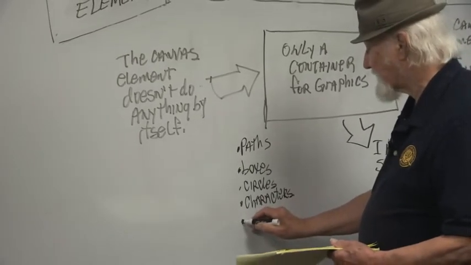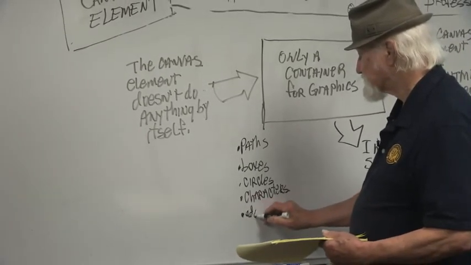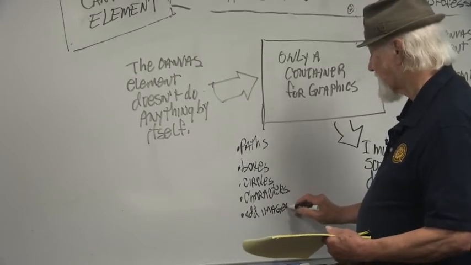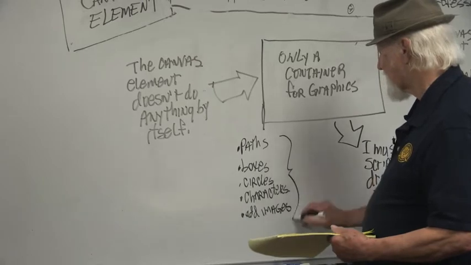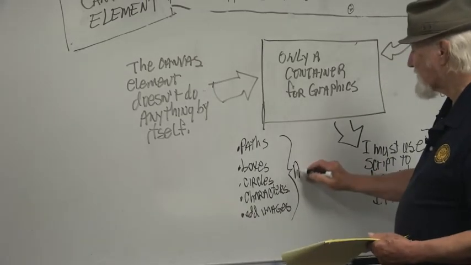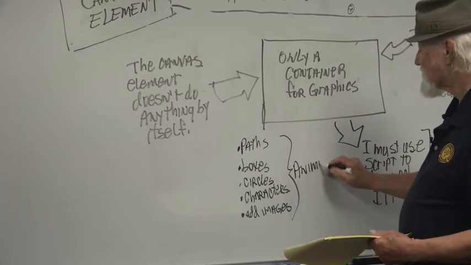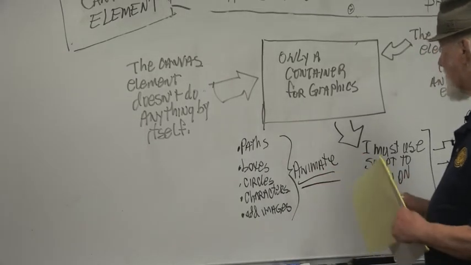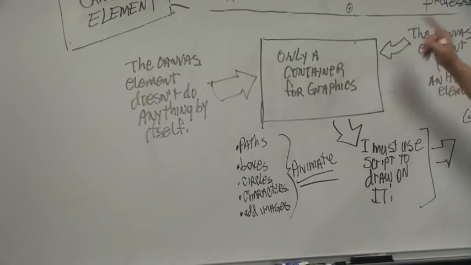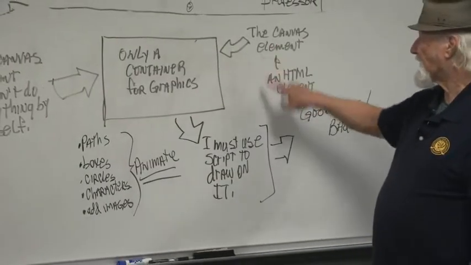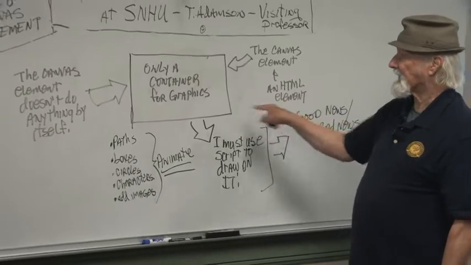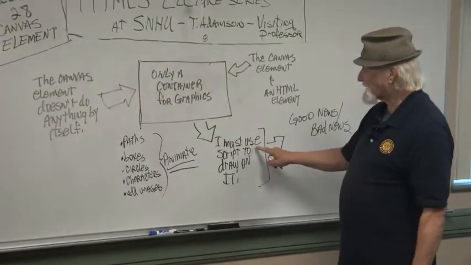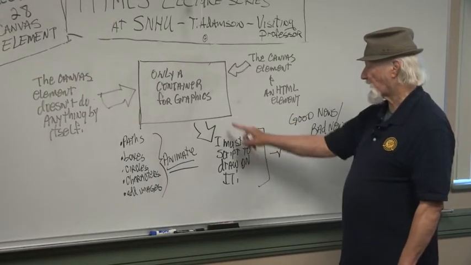And I can add images. And of course, what I can do on the canvas element that is really cool, I can animate, as you saw in the example. So the canvas element is only a container for graphics, and it is an HTML element, and the canvas element by itself doesn't do anything. I must use script to draw on it, and I'll show you how we do that.